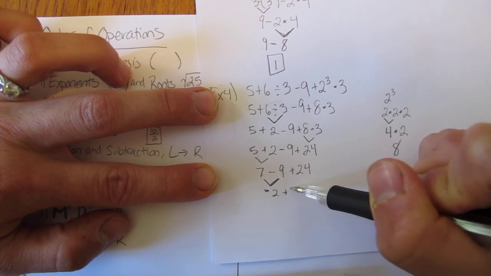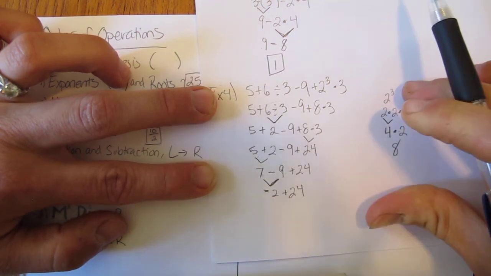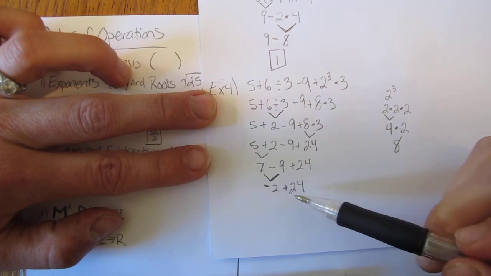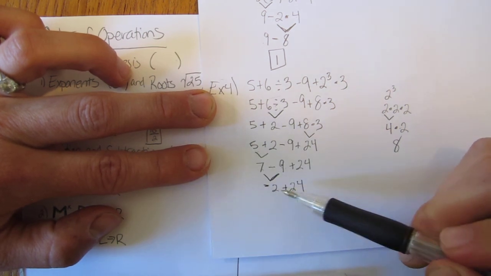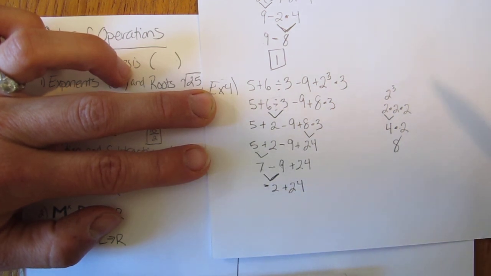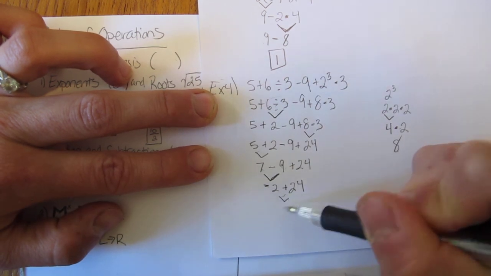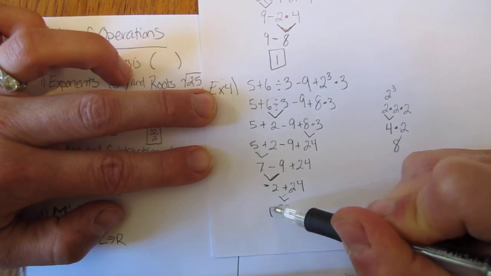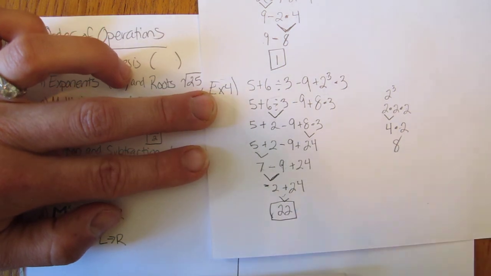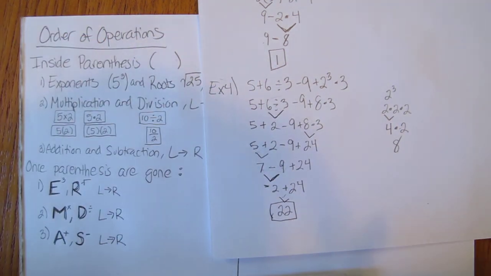So we have negative 2 plus 24. And again, when I think about money here, it's like owing $2, but then suddenly somebody gives you 24. So in the end, you're still going to have $22 in your pocket. So our answer is 22. And that's how you do the order of operations.